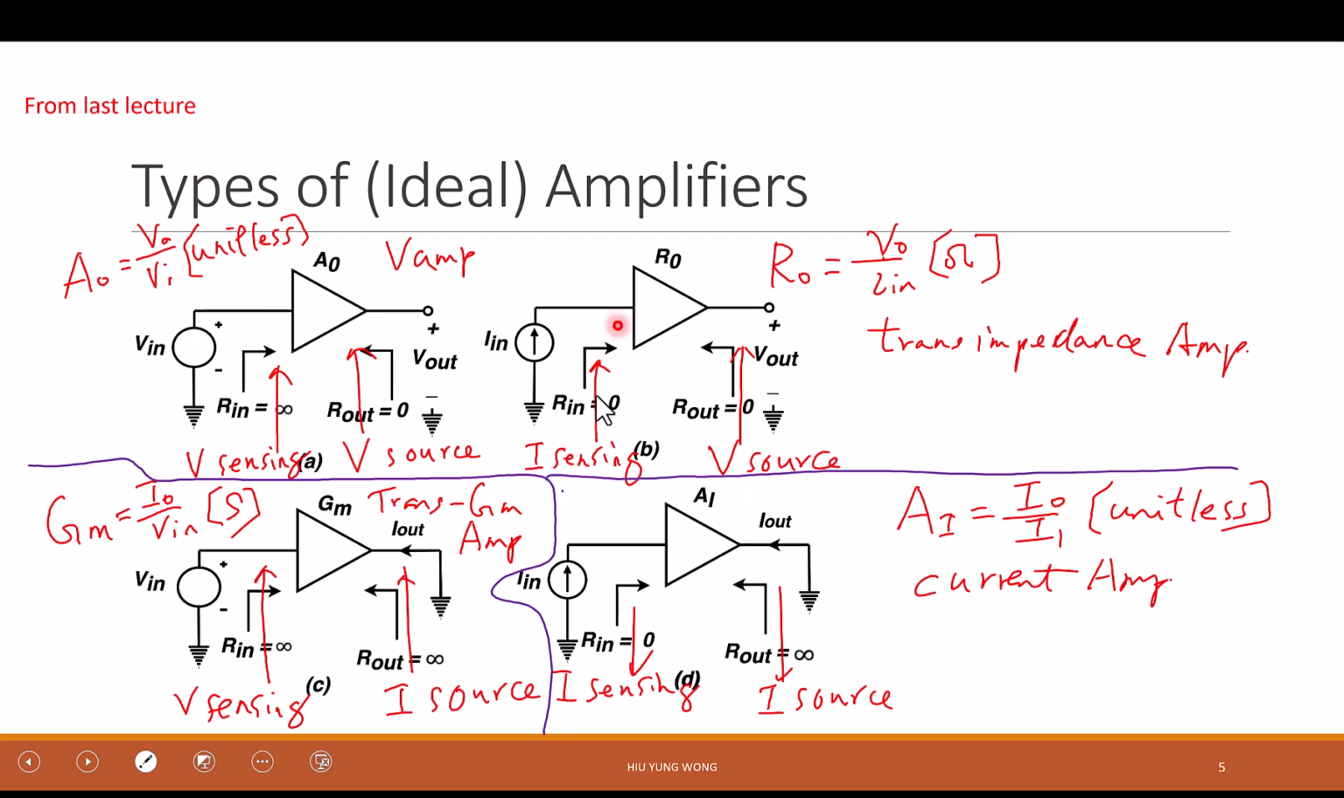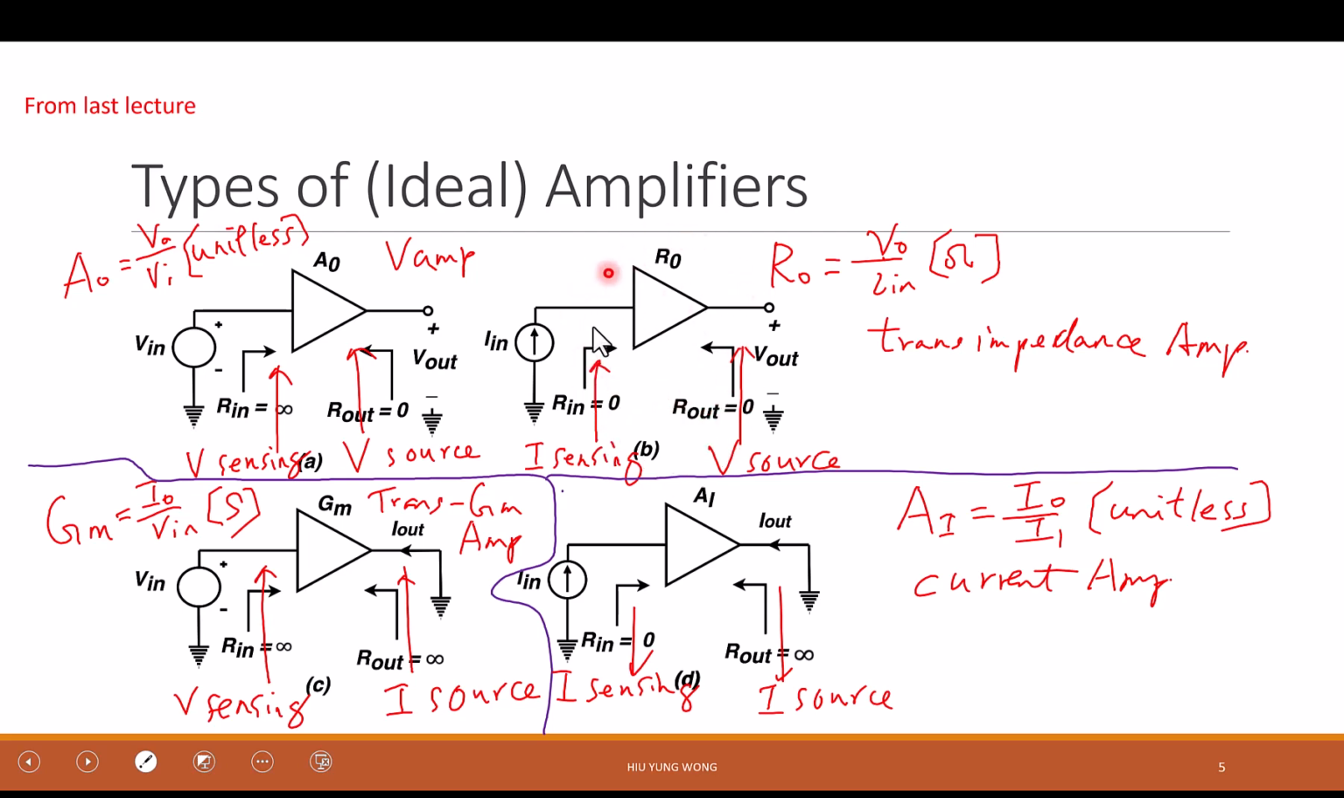Then we come to here, which can be confusing. We feel very strange. We don't see it often, but we can do that. It exists. There's no reason why we cannot do that. We take the current as the input. So we are sensing the current. And then we are outputting the voltage. So we are a voltage source.